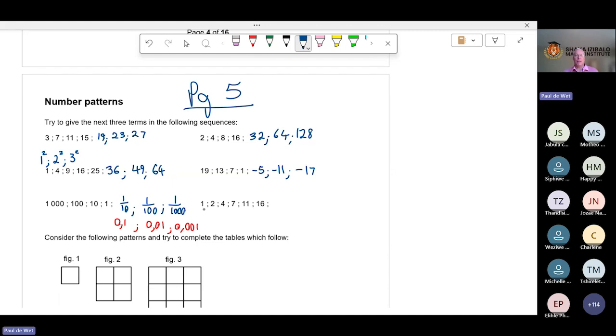How much are we adding to get from here to here? We're adding 1. Well, okay. We're not adding the consecutive odd numbers, but to get from here to here, we're adding 2. And to get from here to here, we're adding 2. And then 3, and then 4, and then 5. So now I must add 6. Yeah, okay.